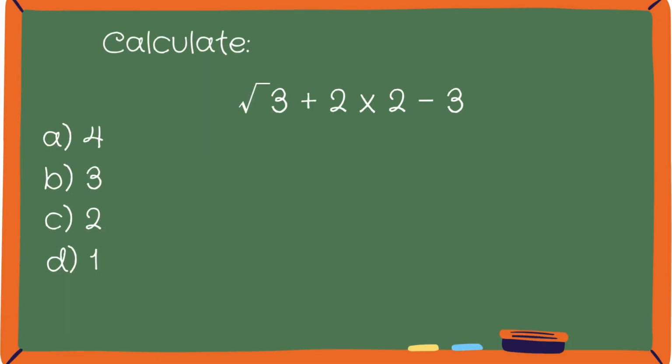Now I want you to look at this problem. What is the square root of 3 plus 2 times 2 minus 3? Option A, 4. Option B, 3. Option C, 2. Or option D, 1. Which do you think is the correct answer? A, B, C, or D? Write your answer in the comments. But of course, you have to pause the video, so you have time to think. I don't want to give you the answer right away. It's good for you to exercise your brain.